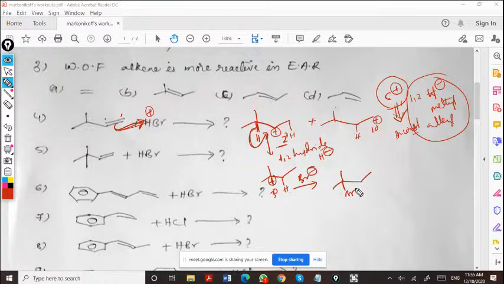So Br minus will attack here. Okay. So the final product, that is the major product, will be 2-bromo-2-methylbutane. Okay, 2-bromo-2-methylbutane.